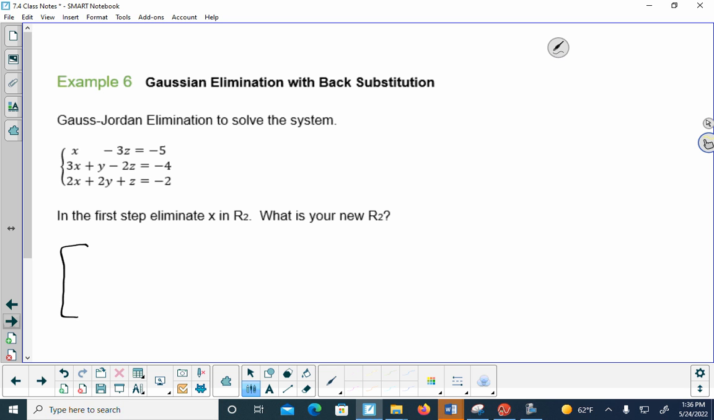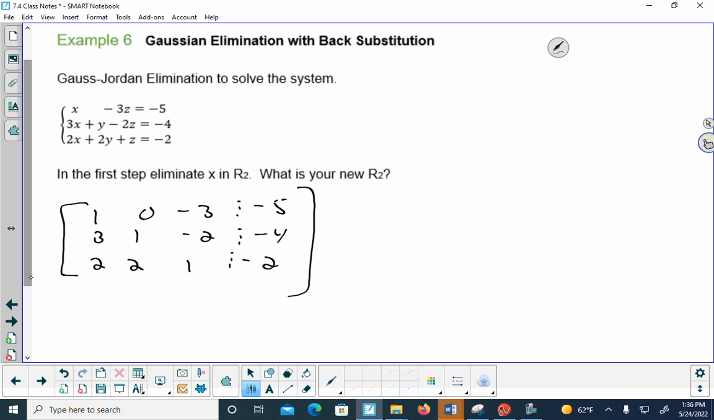So remember my augmented matrix 1, I don't have the y. And the other one is pretty straightforward. Make sure you do not drop the negative sign. So there's my augmented matrix, and now I'm going to decide to multiply row 1 by -3.